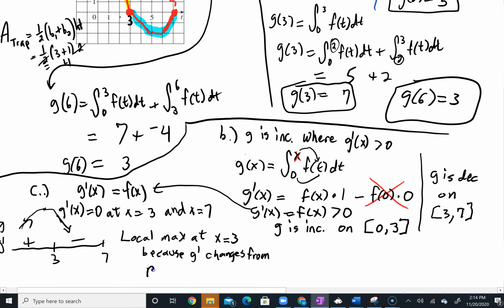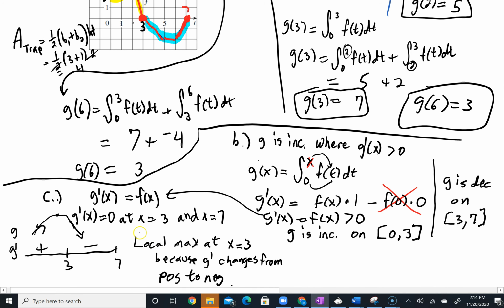Okay? So that's very, very helpful. That's very helpful right there. Now I know that my function G has a local max at x equals 3 because G prime changes from positive to negative.